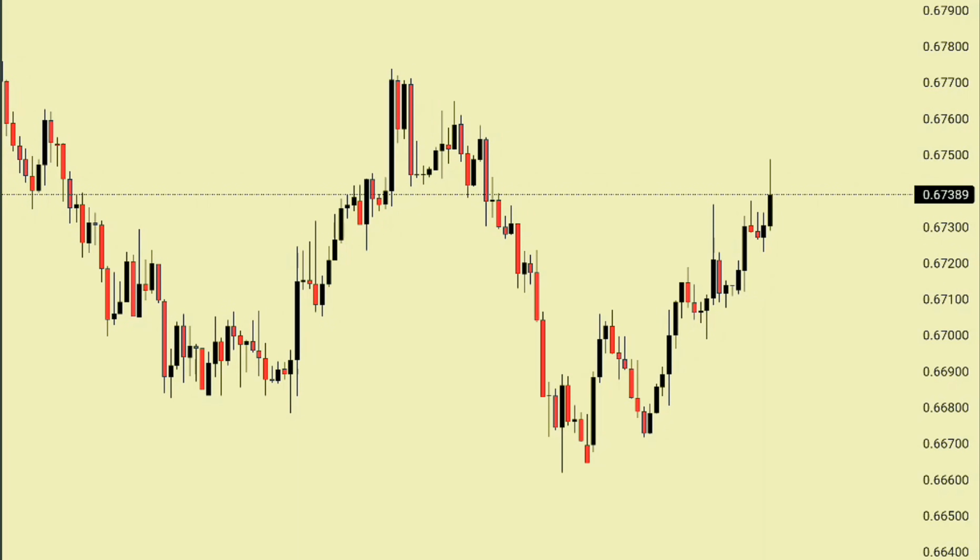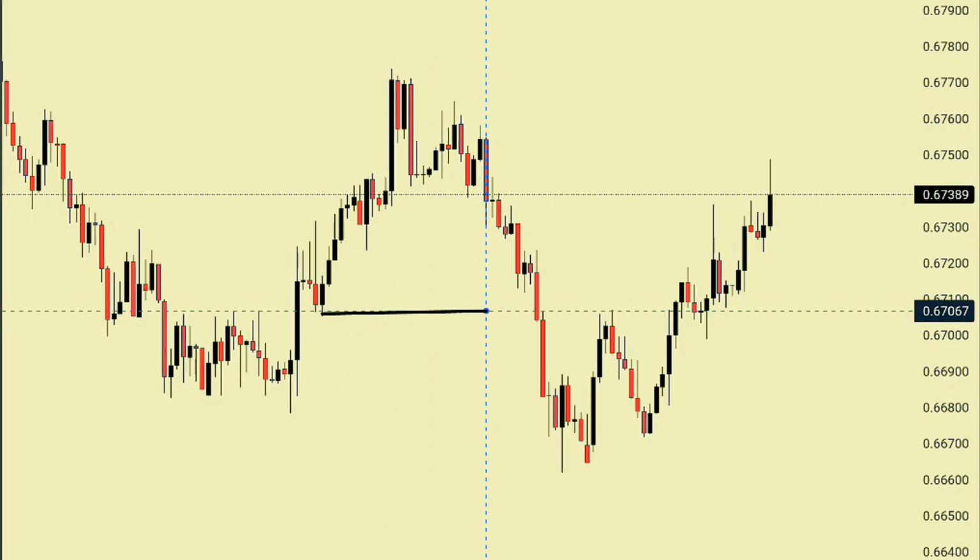This is a complete sequence of how price delivers when institutions shift the market from a premium level down toward discounted liquidity. So watch closely as we move through each stage of this trade setup in a simple, clear, and professional way.